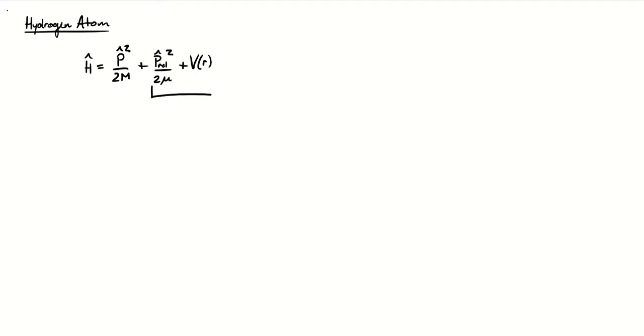And what we saw was this was separable into a Hamiltonian that only depends on the relative coordinates, and one that only depends on the center of mass coordinates, right? So we essentially have our Hamiltonian for our atom separated into two Hamiltonians, one for the center of mass and one for those relative motions.